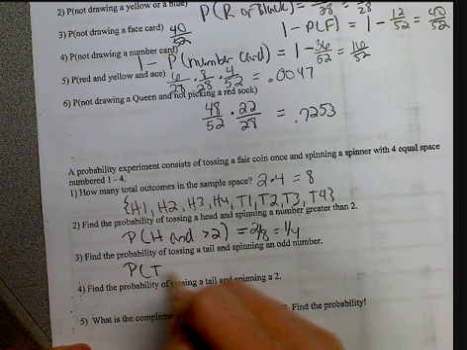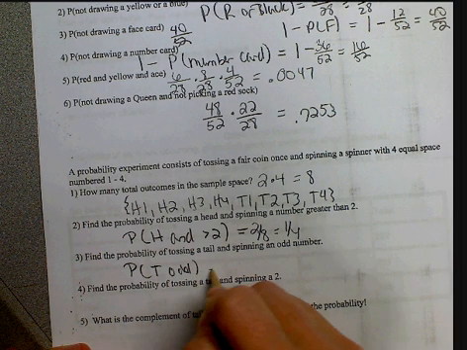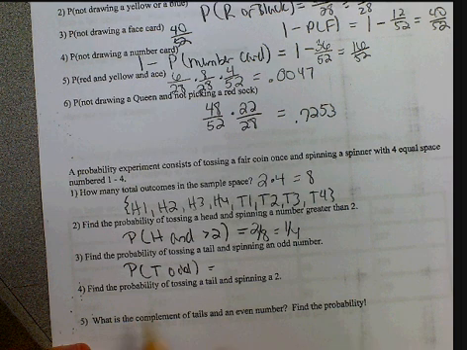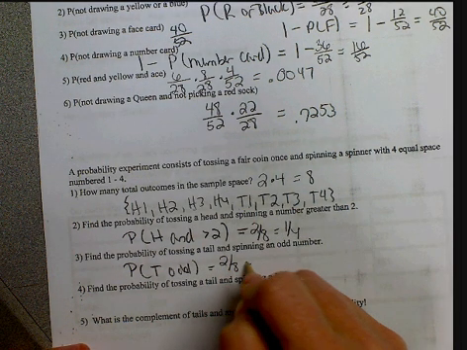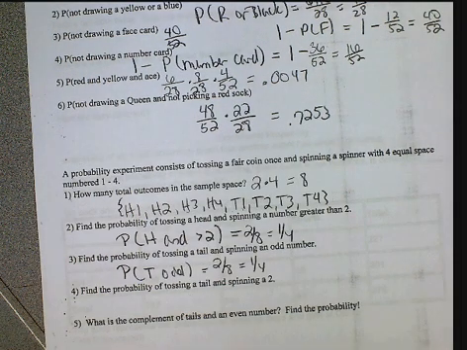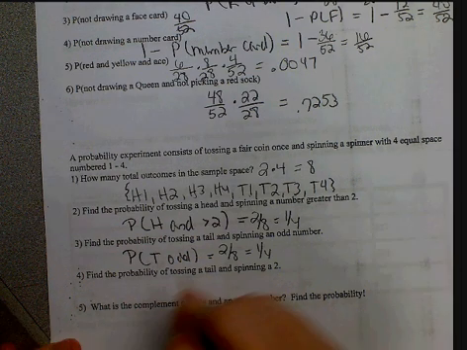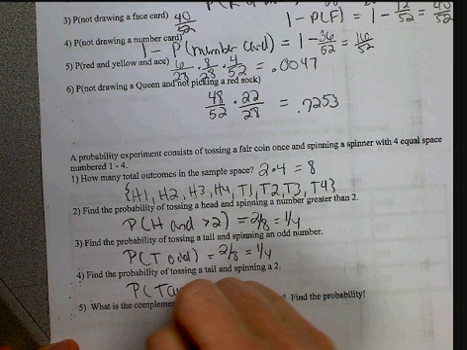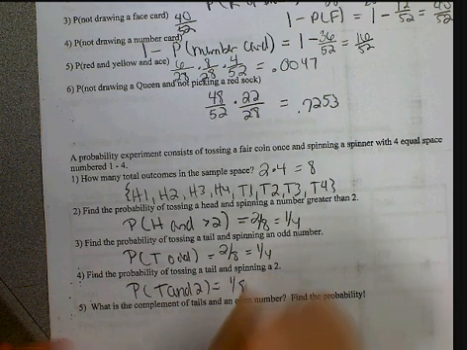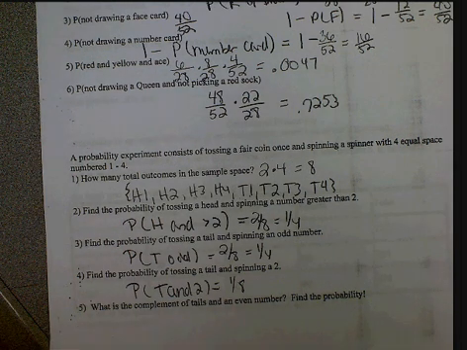Find the probability of a tail and getting an odd number. So what are our options there? Well, what are our odd numbers? We only have tails and 1 and tails and 3. So once again, it's 2 over 8 or 1/4. Find the probability of tossing tails and spinning a 2. Well, there's only one way that can happen out of our 8. So that would be 1/8.